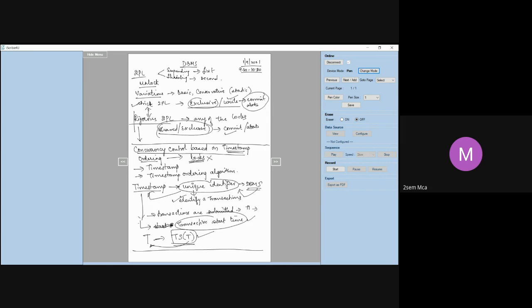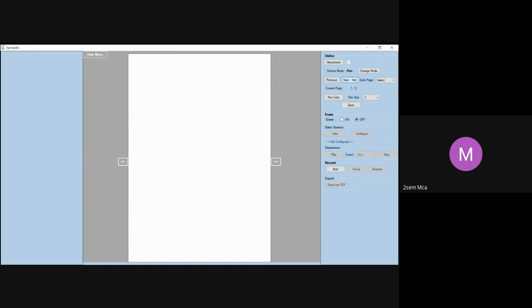Let me change the page. Now, let us see what are the ways in which timestamps can be generated. How do you generate timestamps? I said that you are going to assign a timestamp at the start of that particular transaction. What are the different ways in which you can generate them?